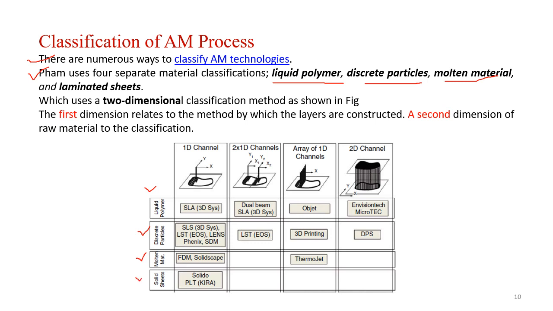Then comes the solid sheets. Here the sheet wherever it has to be built is exposed with the help of a beam, so that it cuts out and the remaining part is getting solidified. This was developed by Solido and PLT. The company which develops this one is Kira.